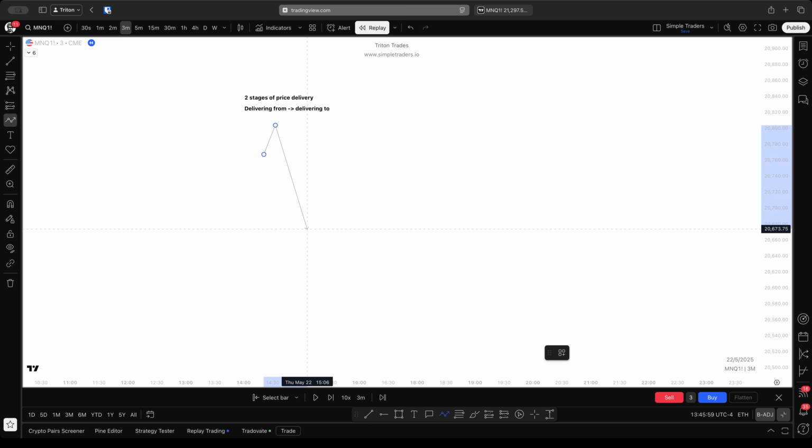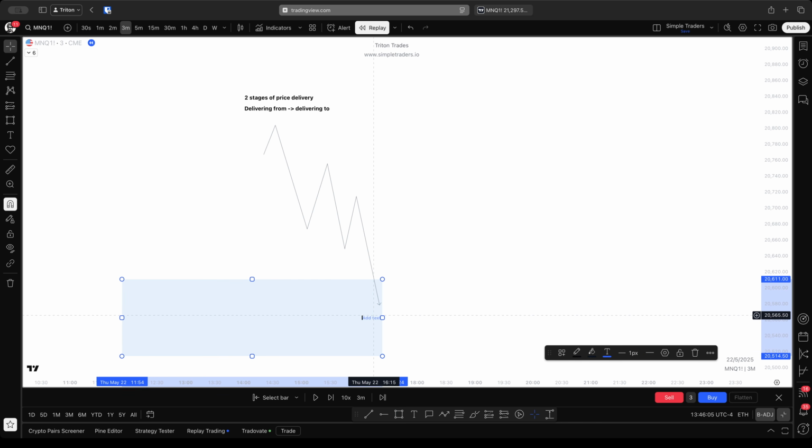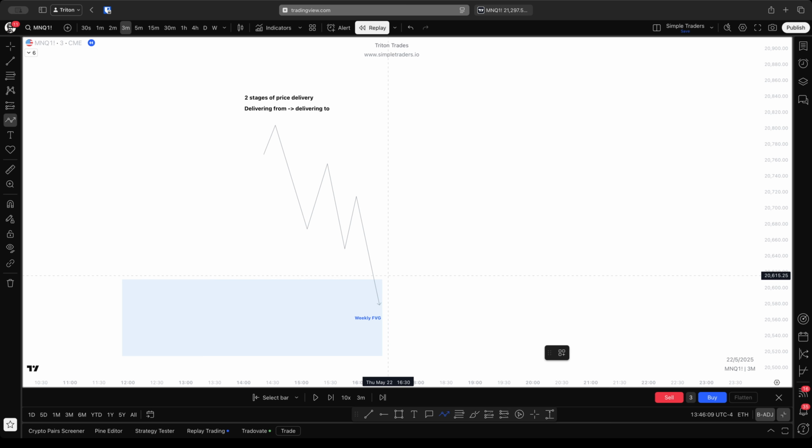So let's say price is moving lower, right? And let's say we have this weekly fair value gap. And then price starts to reverse from here. Well, this is what you call price is delivering from the weekly fair value gap, because we came from the weekly fair value gap and we're delivering from it, right? And the second part is delivering to.